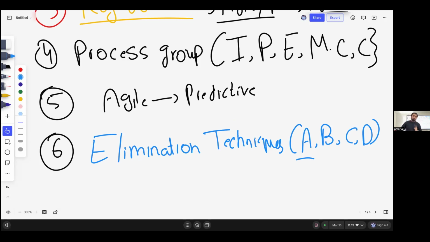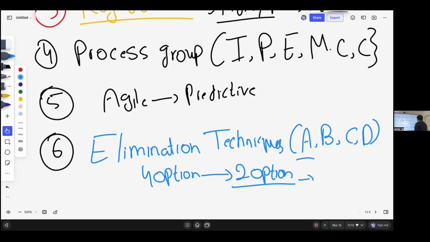Then D. Please note, this is a normal thing in PMP: out of four options, only two options are relevant. Two options are right, not just relevant. Out of four options, two options are actually right. So here comes the elimination technique. If you don't go through all options, let's say A looks right, you choose it and you go. Maybe D is a better option. So you need to go through all options.